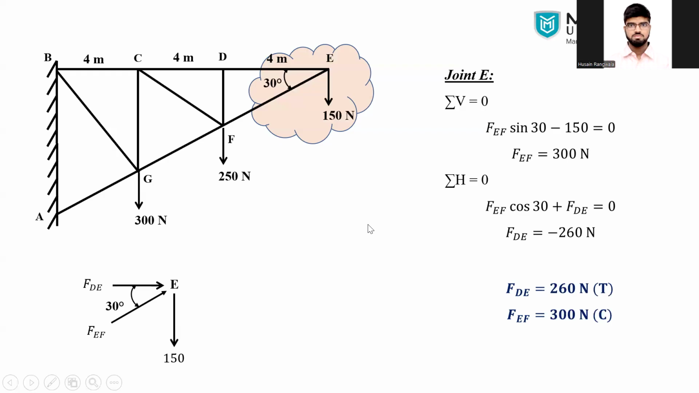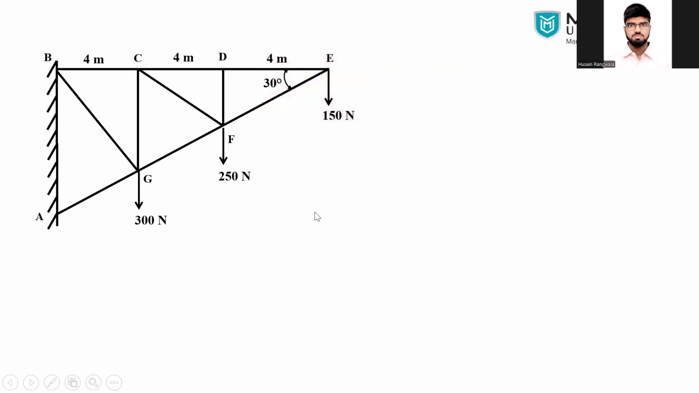So let me go for the joint D, and we will try to draw the free body diagram of the joint D. So how many forces can we see? One is FDE, and the FDE force we have already found in the previous joint, which is 260 Newton tension. Second force we can see is FCD. I am assuming right now it is tension. And the third force I can see at the joint is FDF, which, again, I am assuming is tension.